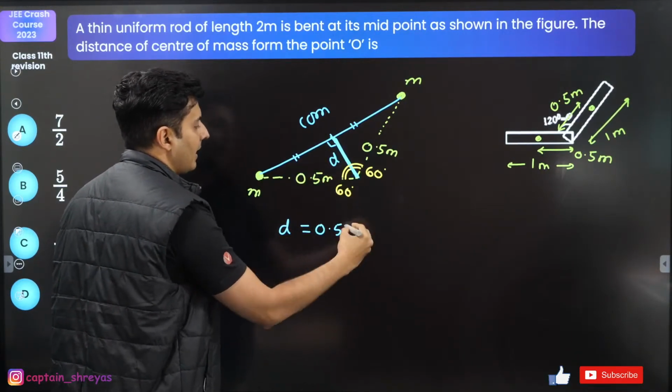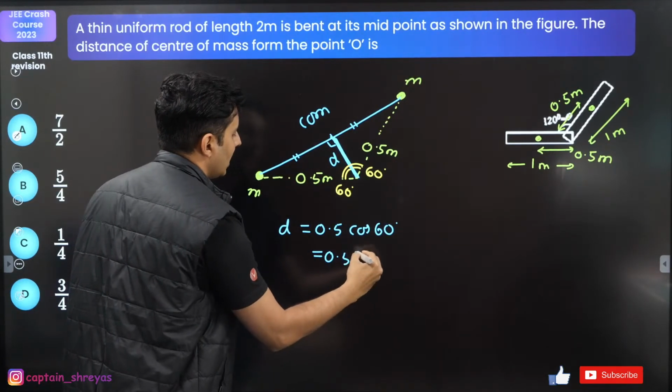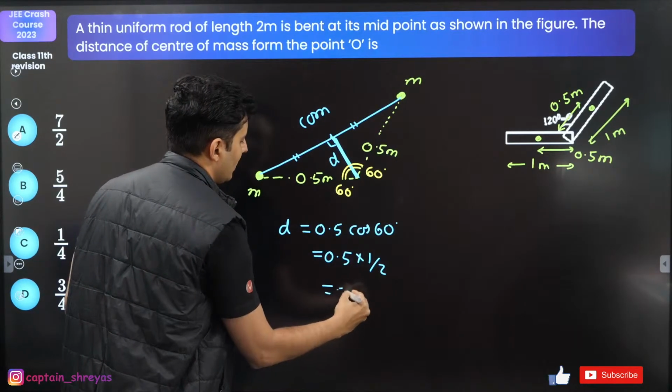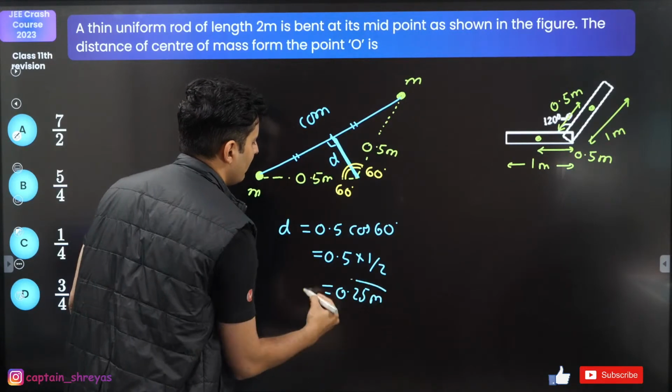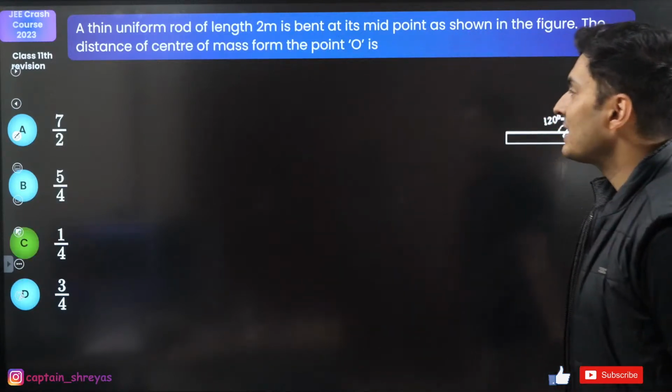D will be equal to 0.5. This is a right angle triangle. 0.5 cos of 60 degrees. So 0.5 into half, which is basically 0.25 meters. That's the answer. Yep, there you go. That's the answer.